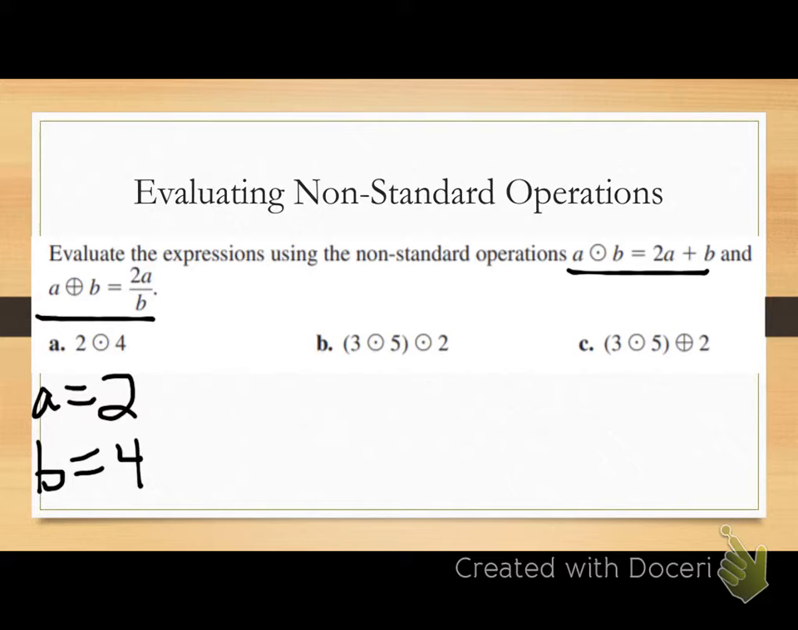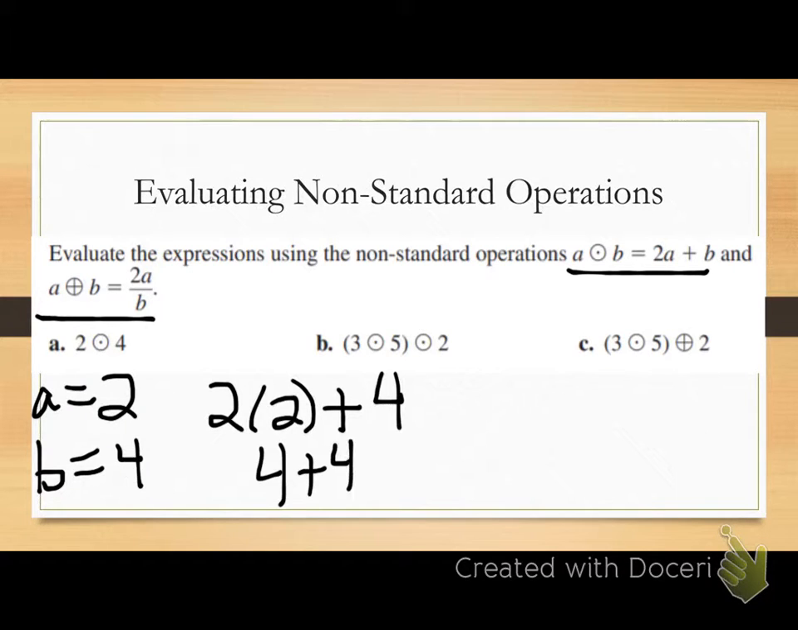So what do you think I'm going to do with those variables? Plug them into the first thing. Plug them into my first non-standard operation. So I'm replacing a with what? 2. Replacing b with 4. Does everyone see that? Everyone see how it ties into yesterday? Now I'm just using my order of operations to evaluate. What's 2 times 2? 4. 4 plus 4? 8. There's my answer. There's letter A.